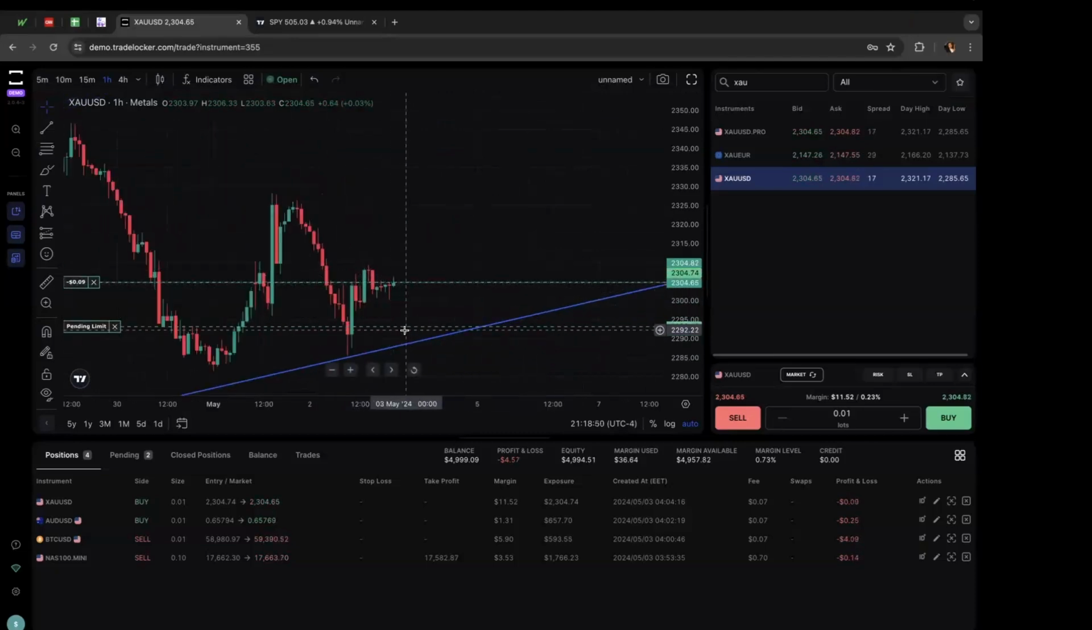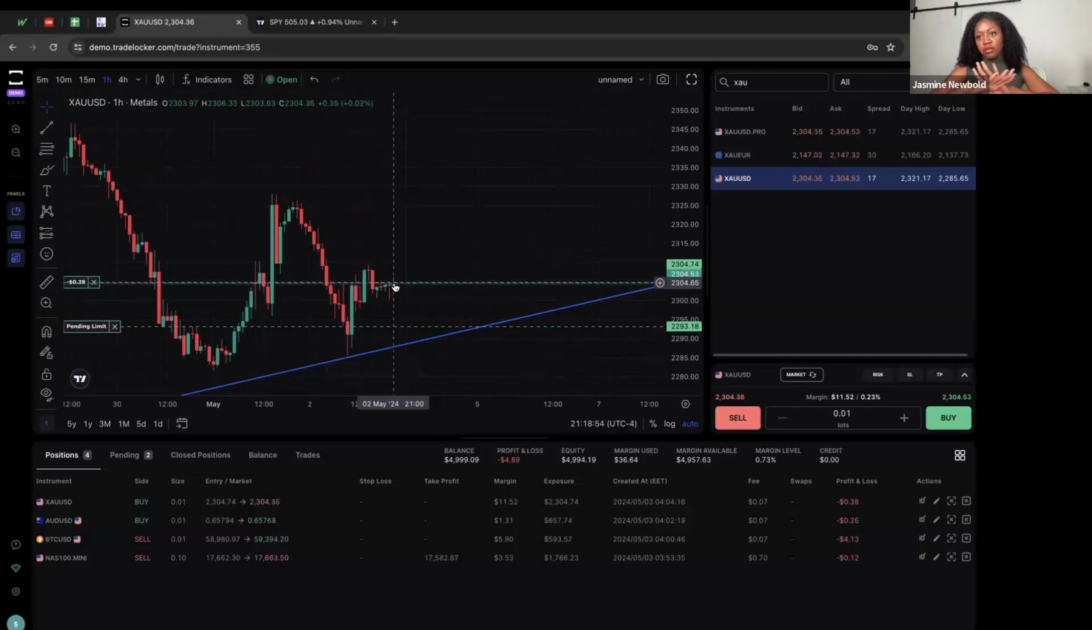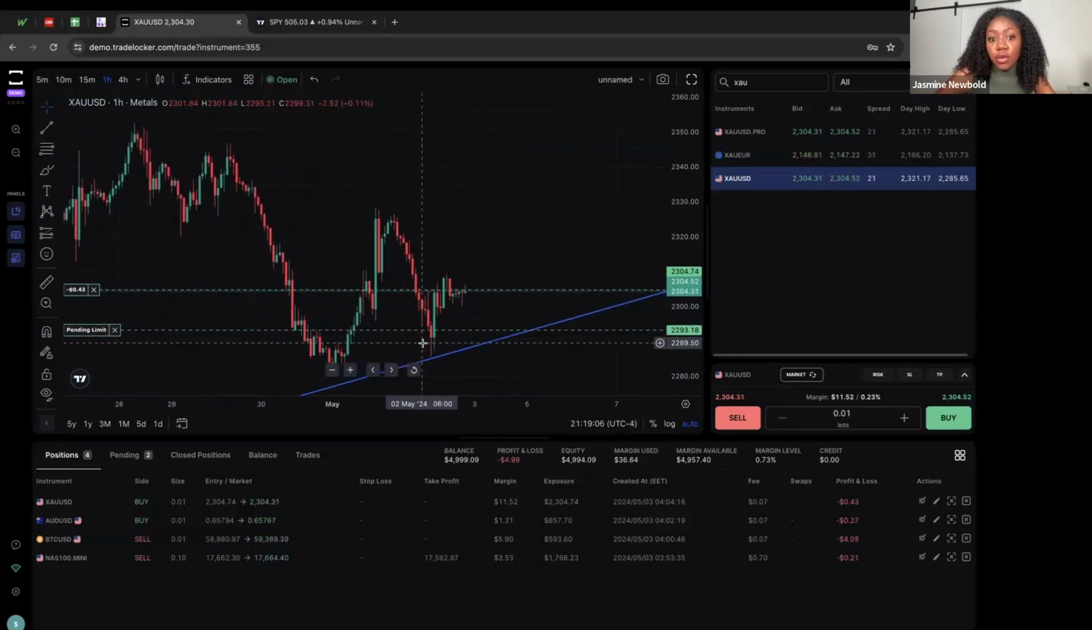So I just got in, in case it doesn't come all the way down. Just based off of me trading this, looking at this right now, I would want to get in right now. We'll set up a limit if it gets down, but there's no guarantee that it's going to go back down again.